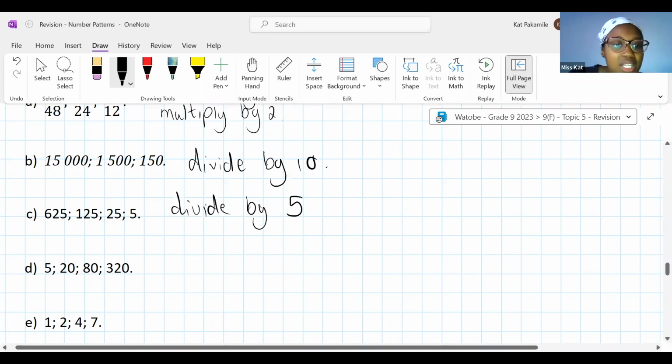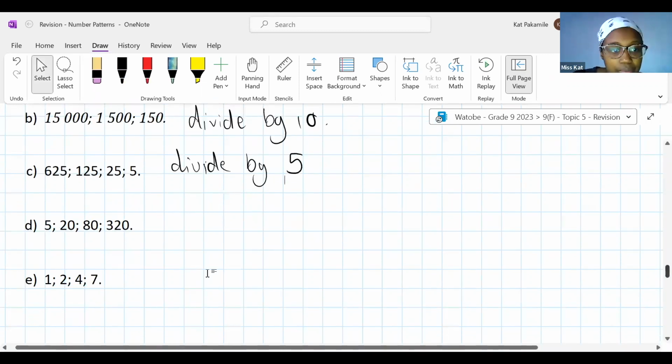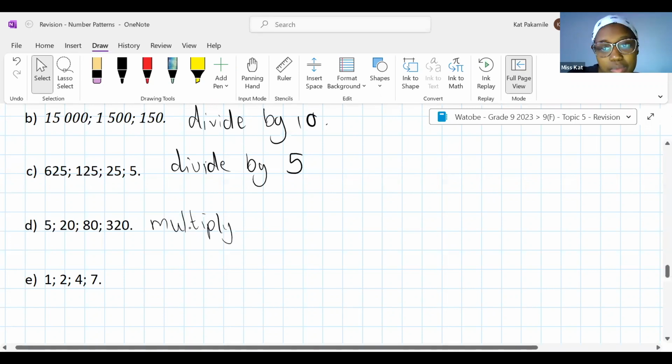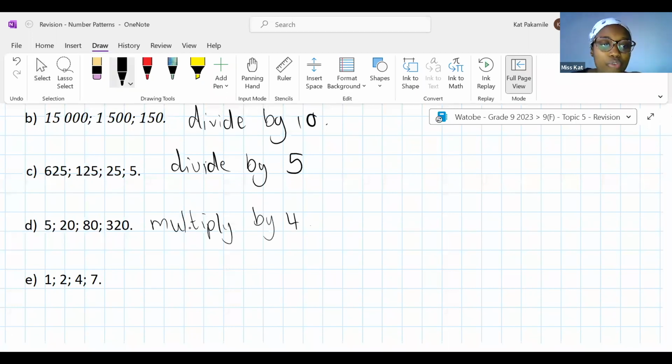Yes, Chichi, we are dividing by 5 with number C. What's happening with D? It is multiplied by 4. And what's happening with E? I think E is the only one that's going to catch someone out. Some of you might be lost with E. Not really, though. We have 1, 2, 4, and 7. What's happening today?